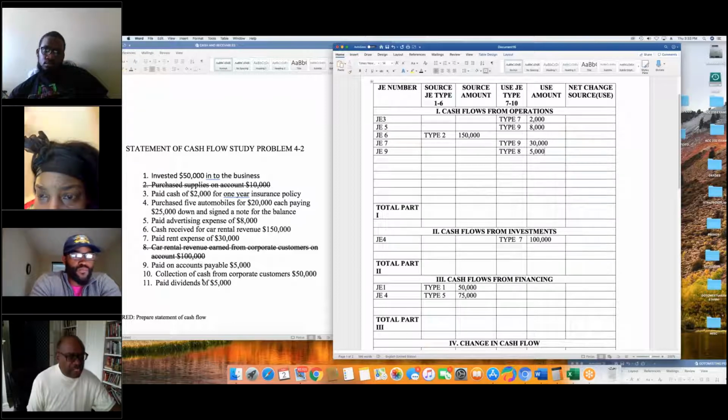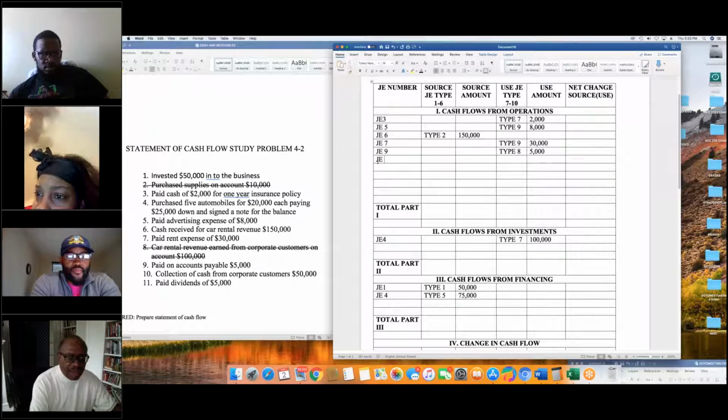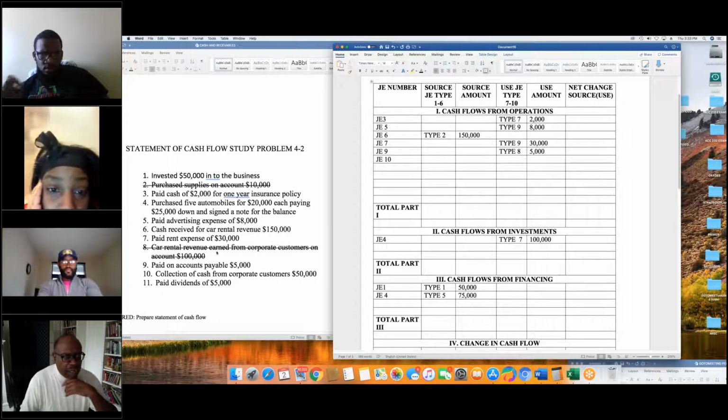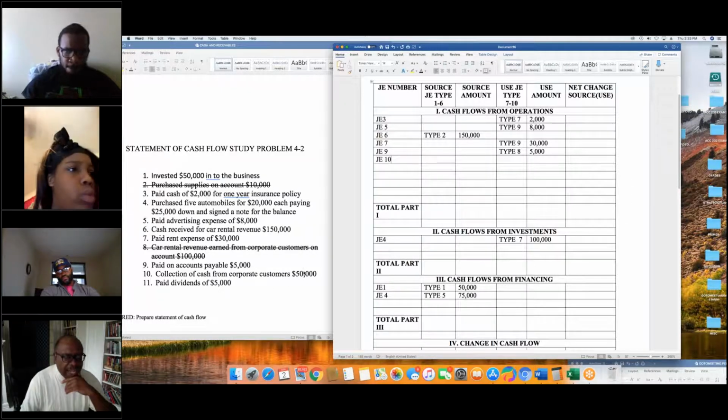Then collections of cash. Notice when we earn the cash, we don't put it on there. We wait till we collect it. When we said we earned the cash, we would have had a 15. The important thing is not that we earned it, but that we got the cash. We didn't get 100,000 in cash. We only have 50,000 right now.